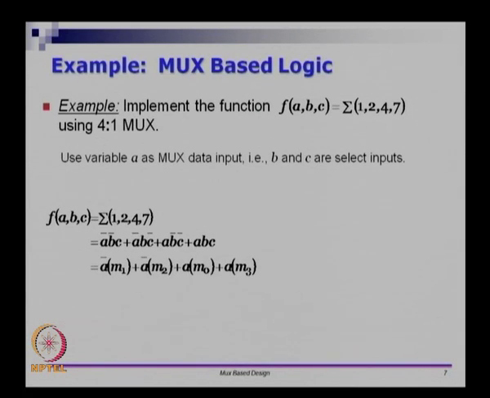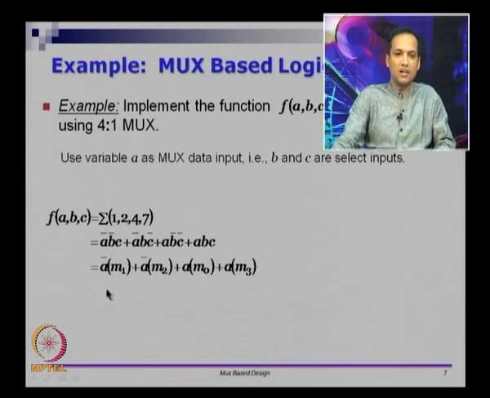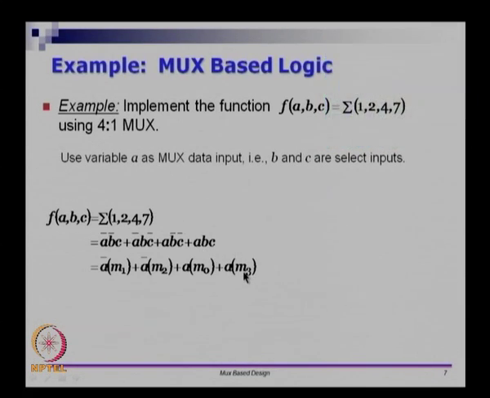So, I write it as sigma of 1, 2, 4, 7. These are the terms, and I can take things out. A bar into m1. So, b bar c is equivalent to m1 of a 2 variable function, bc bar is m2 of a 2 variable function, b bar c bar is m0 of a 2 variable function, and bc is m3 of a 2 variable function. So, now you have in terms of 2 variable things m1, m2, m0, m3, and there are inputs a bar and so on.